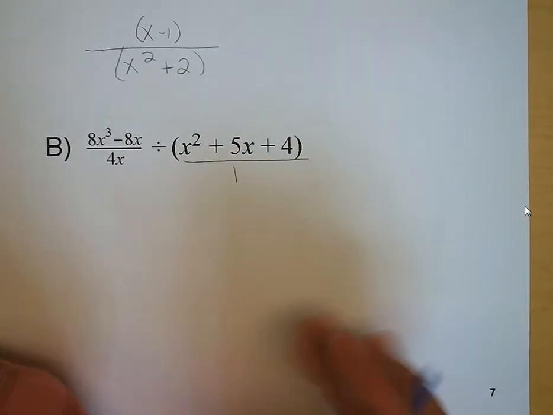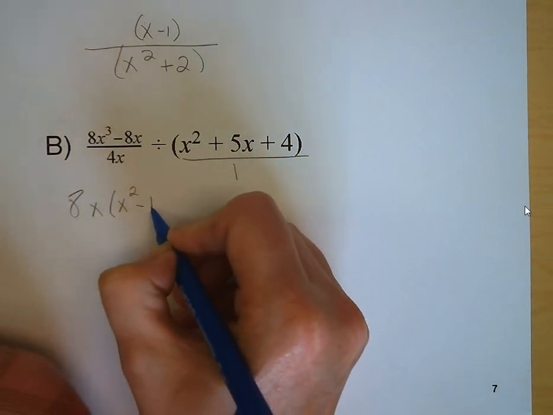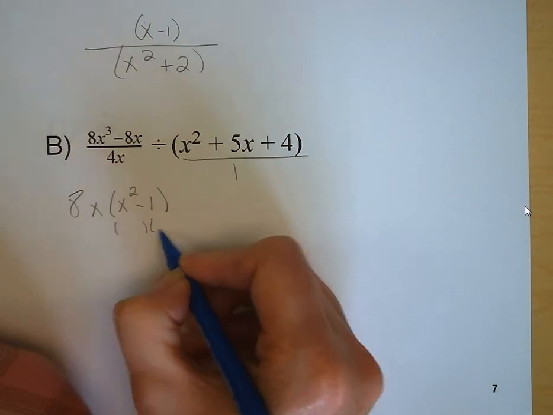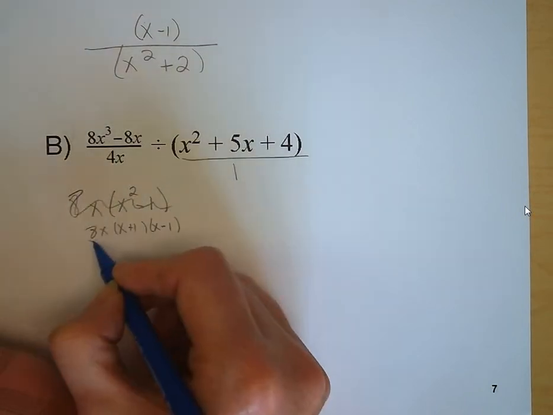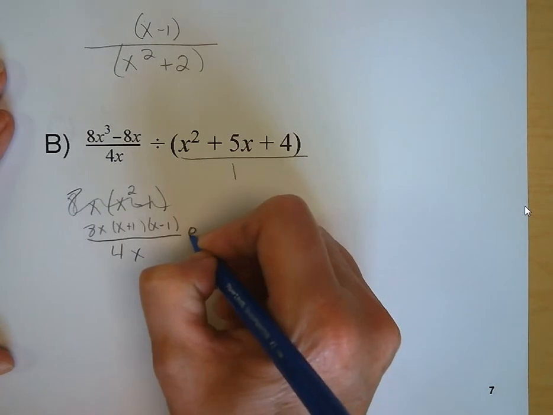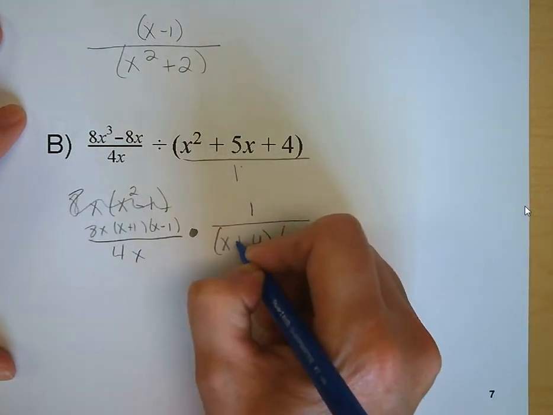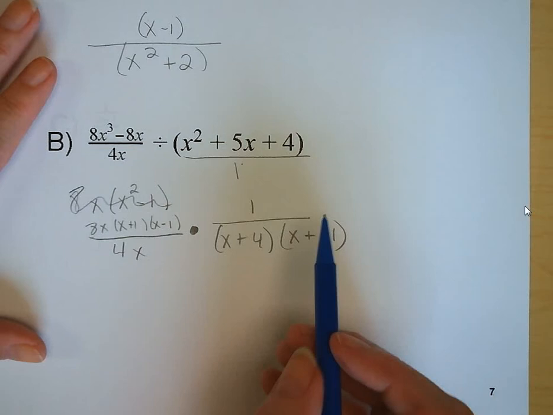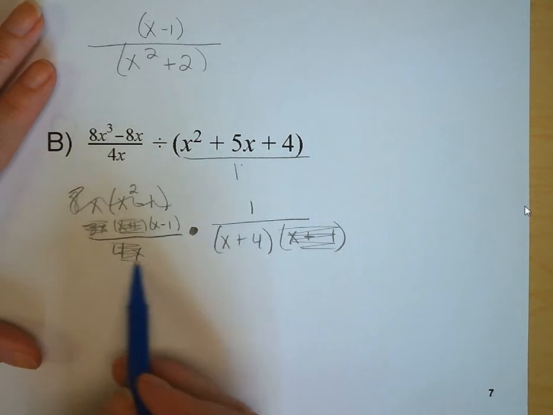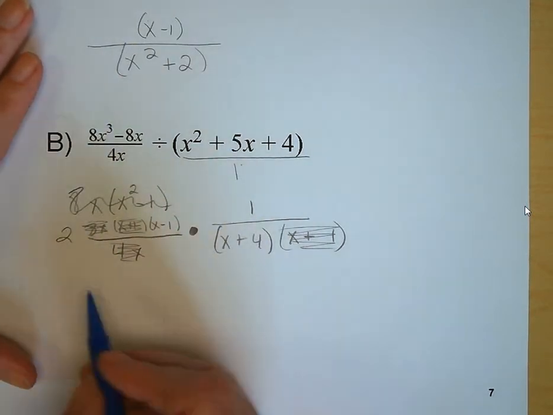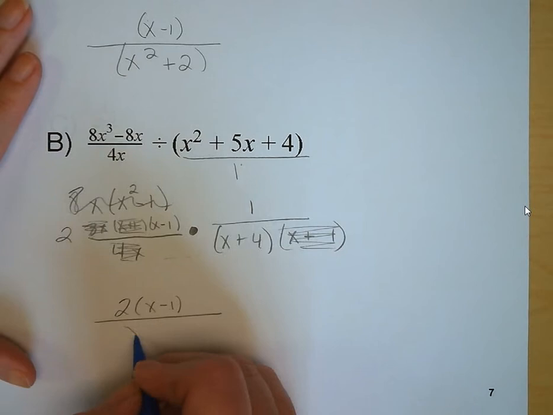Okay. Letter B. 8x cubed minus 8x. We can factor an 8x out of that. And we're left with x squared minus 1, which we can reduce into x plus 1 and x minus 1 over, we've got a 4x. Change our operation, or flip the fraction. We've got an x plus 4, x plus 1. And now let's look to cancel out. The x plus 1s are going to cancel. And 8x over 4x is going to reduce to just a 2. And it looks like that's all we can cancel. So we've got 2 times the quantity x minus 1 over the quantity x plus 4.